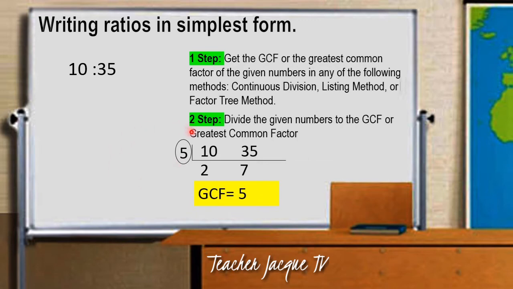Now, we will do the step 2. We will divide the given numbers by our GCF. So, 10 divided by 5 and 35 divided by 5. 10 divided by 5 is equals to 2. 35 divided by 5 is equals to 7. So the simplest form of our given ratio na 10 is to 35 ay 2 is to 7.